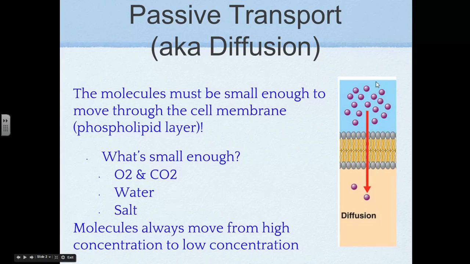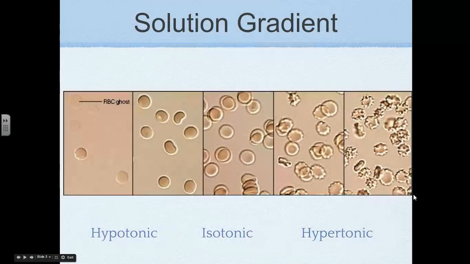So you can see in the graphic, we have a number of purple dots on the outside of the cell, and they are moving from the area of high concentration to the area of low concentration. Down here inside the cell, they're very low in concentration.